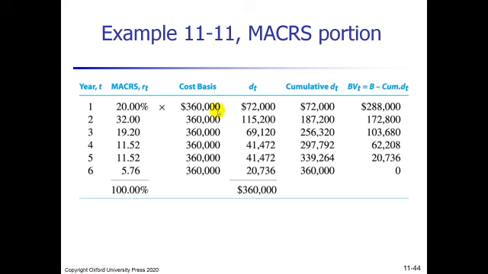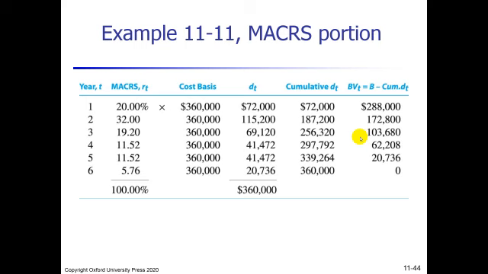So we have a cost basis left over of $360,000. Here's the MACRS. That's the percentage value that you can take off of your cost basis in every given year. And so multiplying those through, this is the depreciation that can be taken off in each of those years, 1 through 6. And the cumulative depreciation is just adding up all of the depreciation for this year and any years prior. And finally, the book value at year T is going to be the basis minus the cumulative depreciation that has occurred thus far.